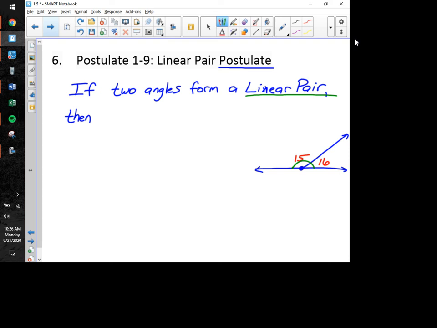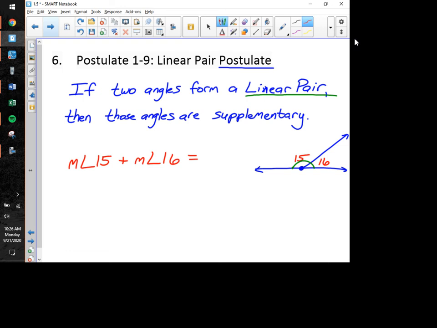And that matches a definition that we learned earlier today. Then those angles are, and the word we learned for 2 angles whose measures add up to 180 is supplementary. And now we know for a fact that the measure of angle 15, in fact, let's write this out, the measure of angle 15 plus the measure of angle 16 has to equal 180 degrees.